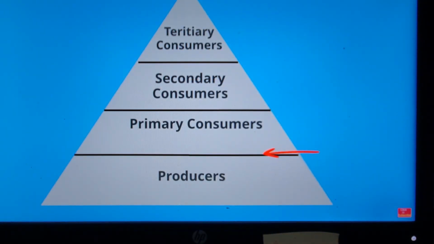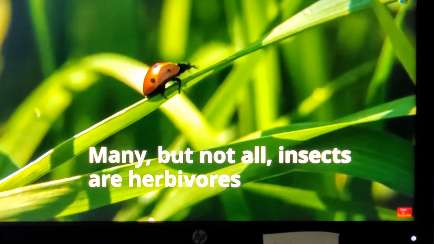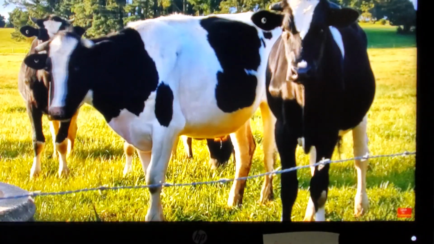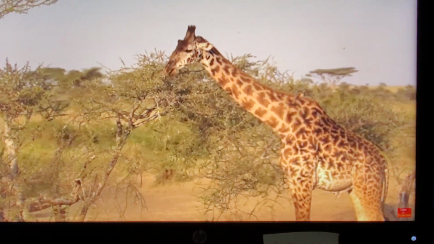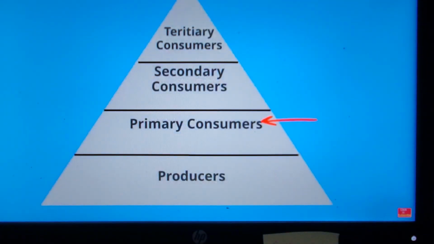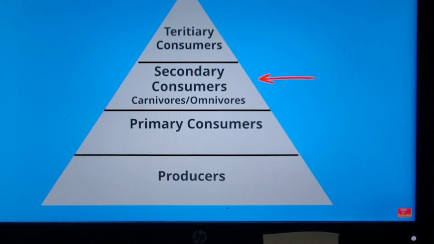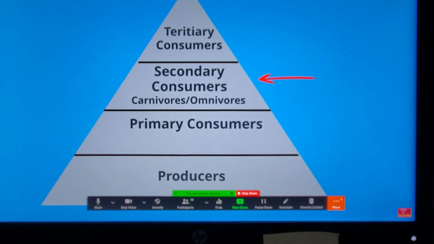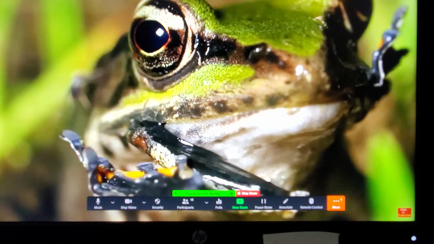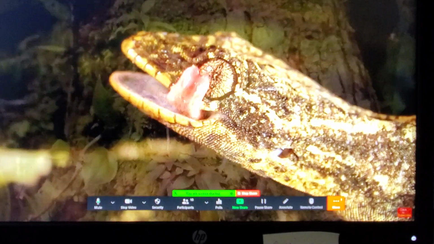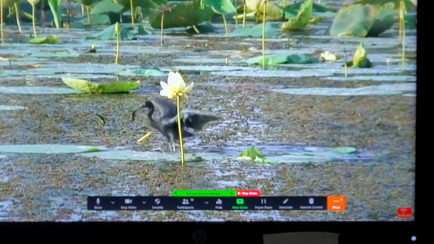The next layer includes primary consumers. These organisms are herbivores because they eat producers or plants. Examples are insects, cows, horses, and any other organisms that live exclusively on plants. The next level includes your secondary consumers, which include carnivores or omnivores. Carnivores consume primary consumers, and omnivores eat producers and primary consumers. Examples include frogs, lizards, many snakes, and many birds.